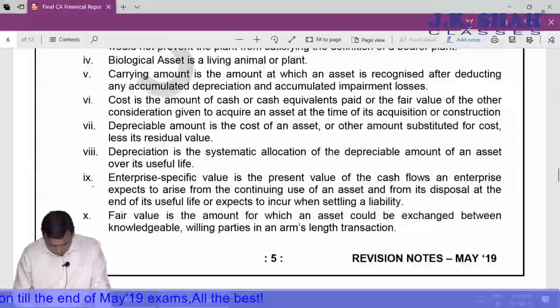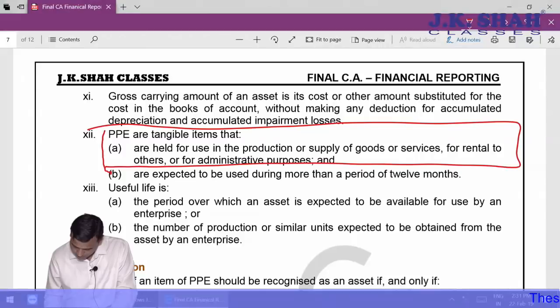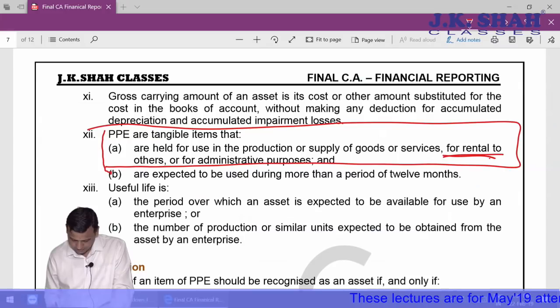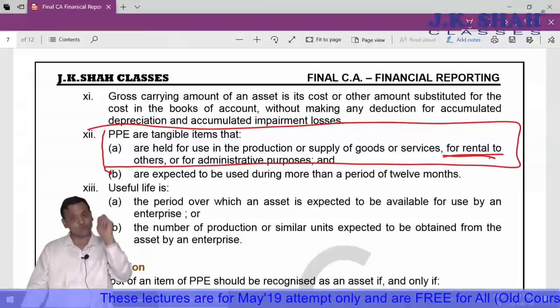I think this is what it was. See, PPE. See this part. For rental. Here also we say for rental. Where does the difference come? There also it gives on rent, so it is PPE. Here also it says it gives on rent, then also PPE. Means then it is investment property.